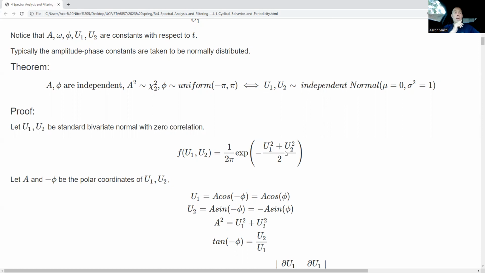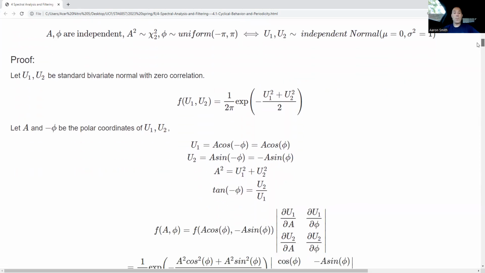Now, let's say that A and negative phi, notice that it's not actually phi, it's negative phi because of that negative sign that I had in my sum of angles formula, are the polar coordinates. Then U sub 1 is A times cosine of phi. U sub 2 is A times sine of negative phi, and remember that sine is an odd function, cosine is even. And so immediately I get these results.